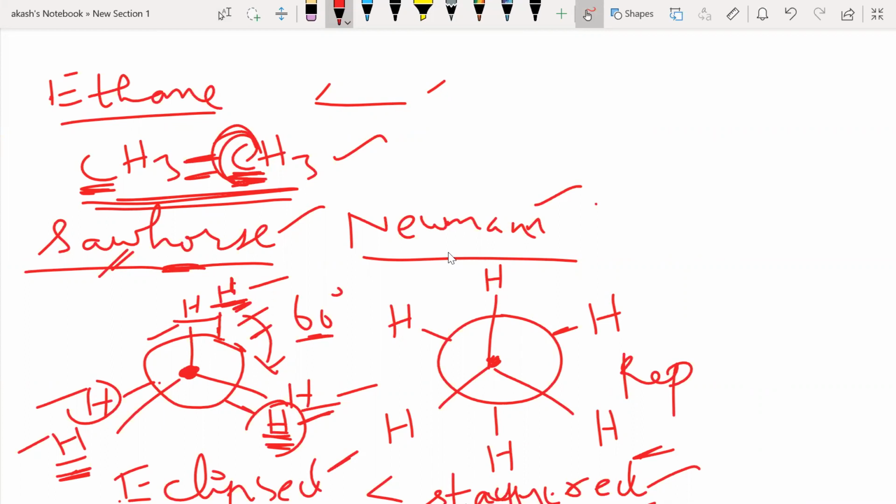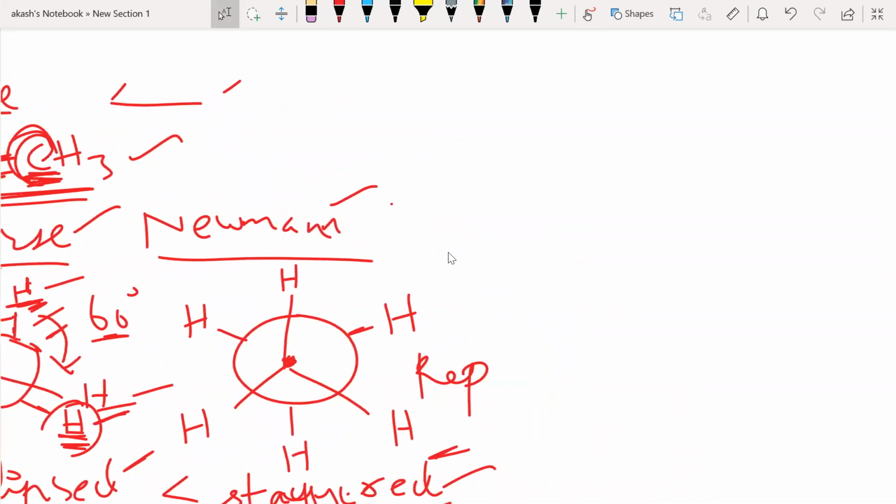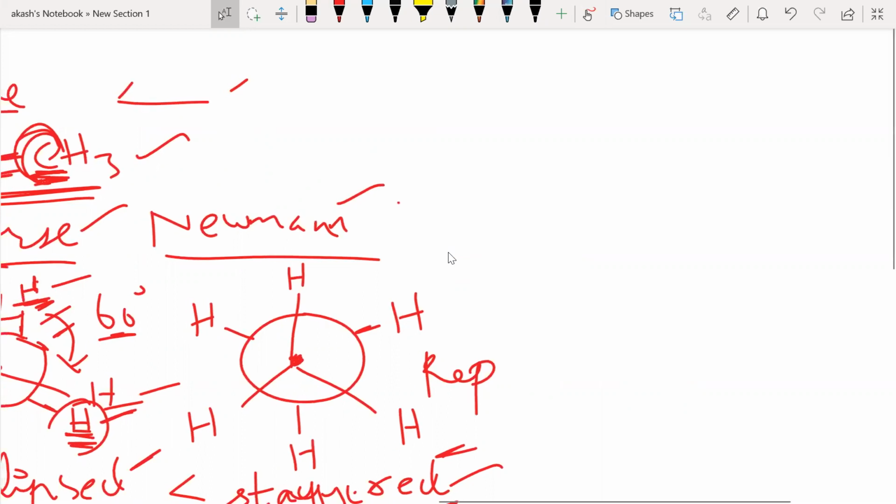Here the representation is like this: one dot and one round. There, I think it's different. I forgot what it was. Newman's projection, what was it? What was the other way of representation? I forgot. What did I do? Okay, fine. Anyways, it is not a big deal. I'll tell you in the next class. Not a big deal at all.